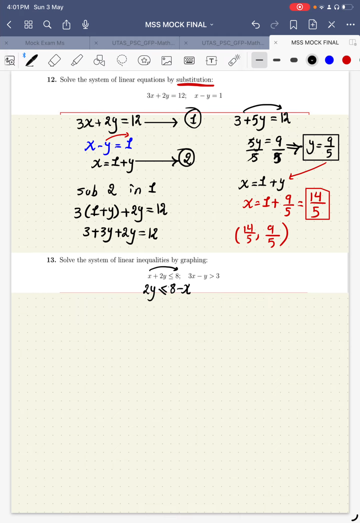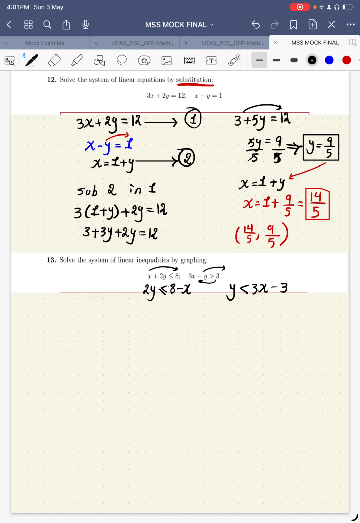Now let's go to the second inequality. To put y on one side, I'm going to take y to that side because it's already negative, and I'm going to take 3 to that side. So I'm going to have y is less than 3x minus 3. Why did I put y on one side? Because it's going to help me determine where I should shade my solution for each line. Is it below the line? Is it above the line?